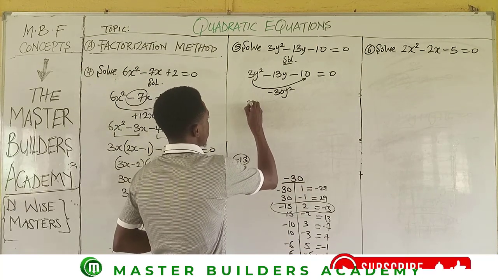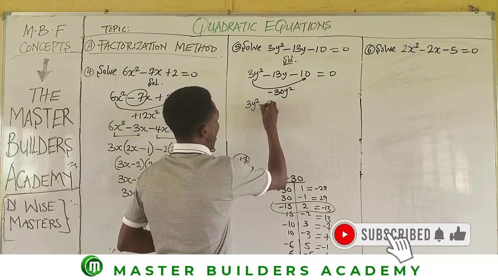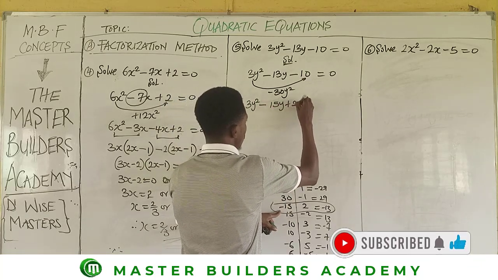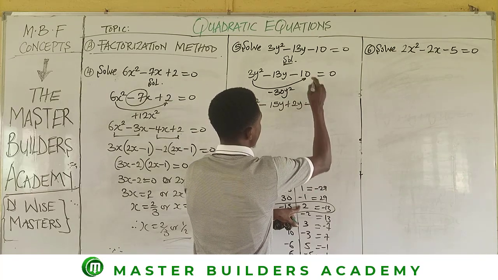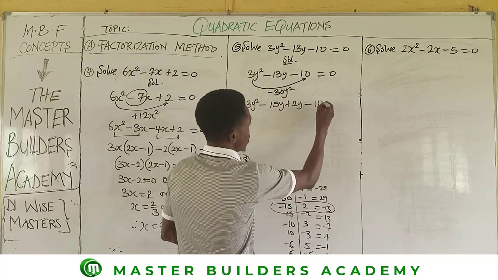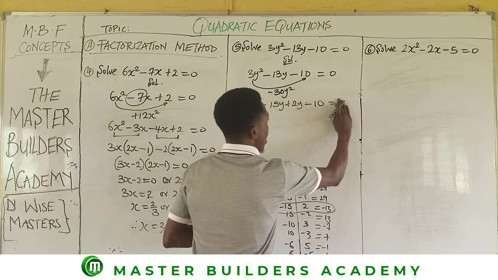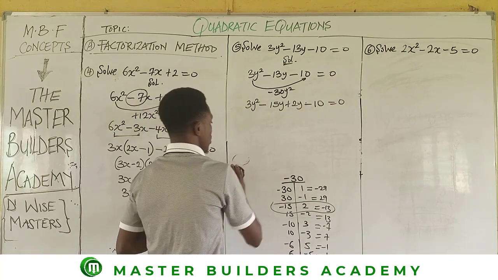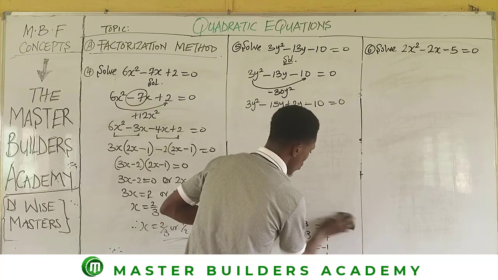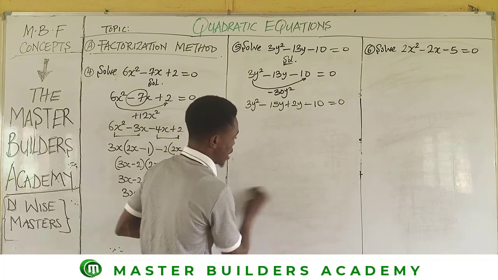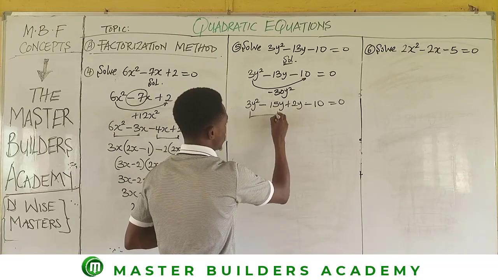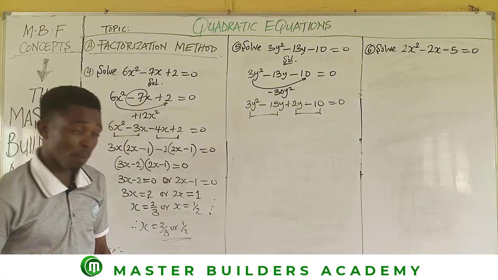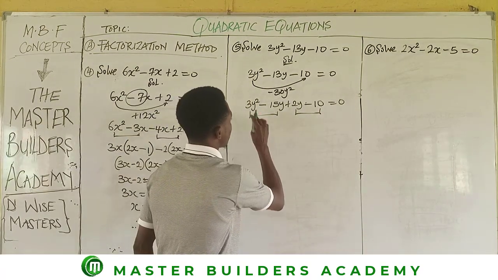Then this will give us 3y squared minus 15y plus 2y minus 10, equated to 0. So we just replace the middle term by these two factors. Now guys, at this point, all we need to do is to group these terms 2 by 2. So we consider the first two terms and also the last two terms. Between the first two and the last two, there is something that must be common.